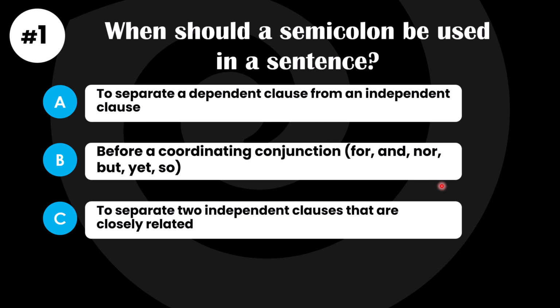First of all, when should a semicolon be used in a sentence? A, to separate a dependent clause from an independent clause. B, before a coordinating conjunction, like for, and, nor, but, yet, so. Or C, to separate two independent clauses that are closely related. The correct answer is C.